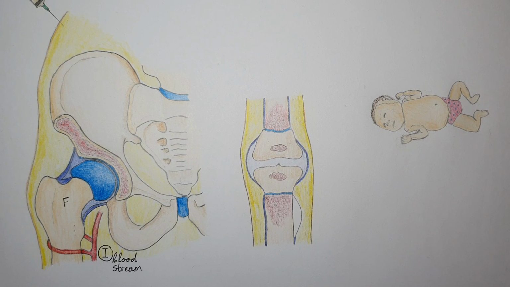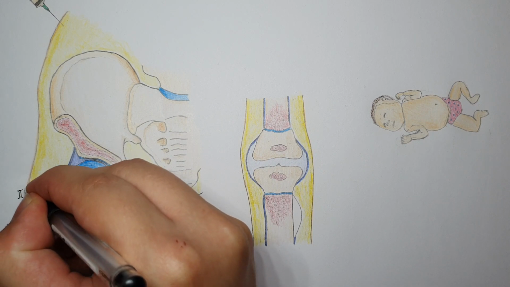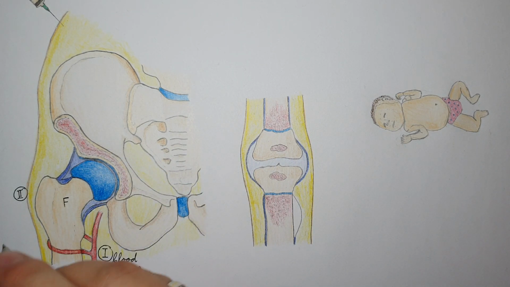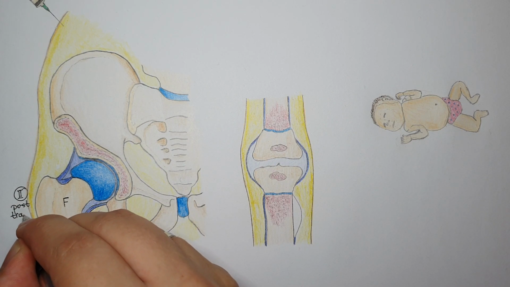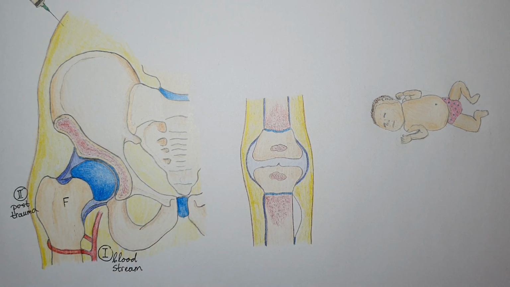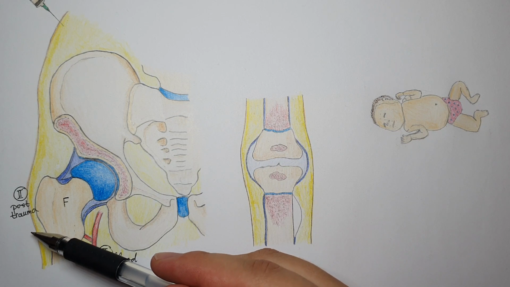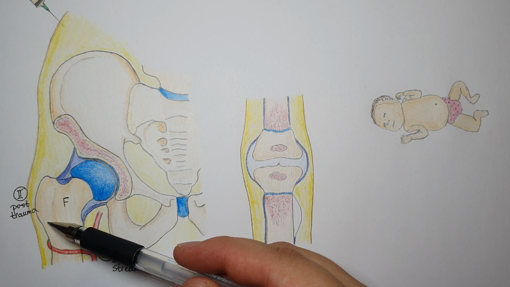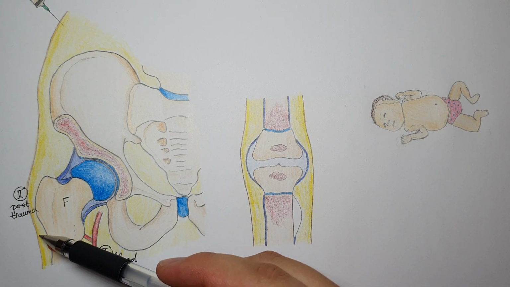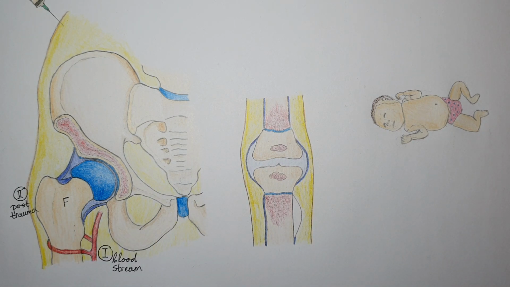The second way is post-traumatic. Basically, if there is trauma to the skin, a fall, or some accident where we have skin trauma, and it penetrates all the way to the bone, of course, bacteria can enter and cause bone infection.